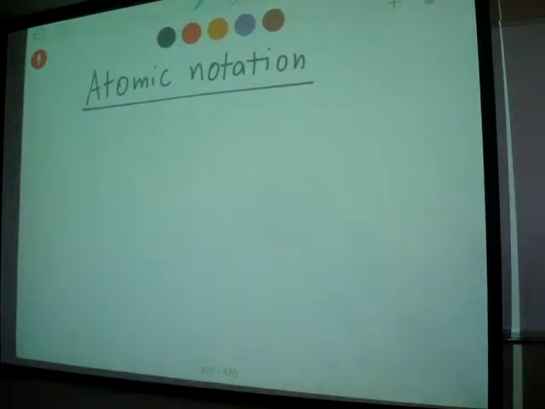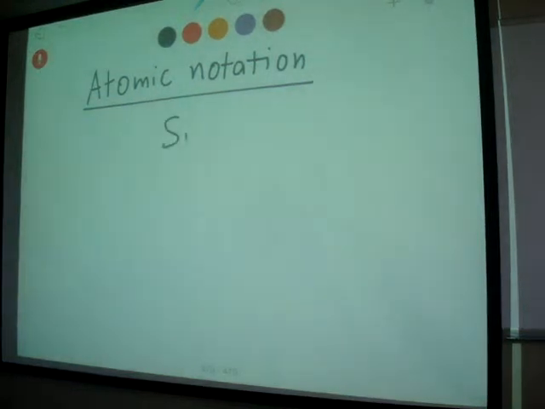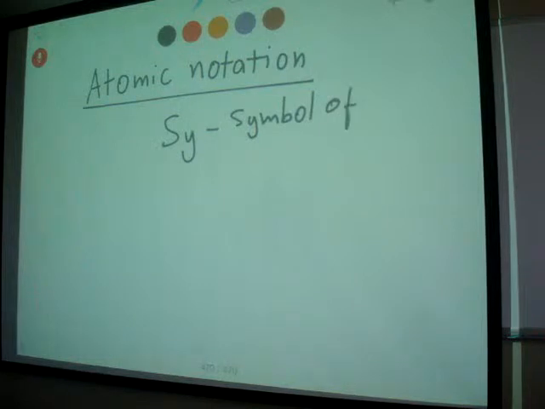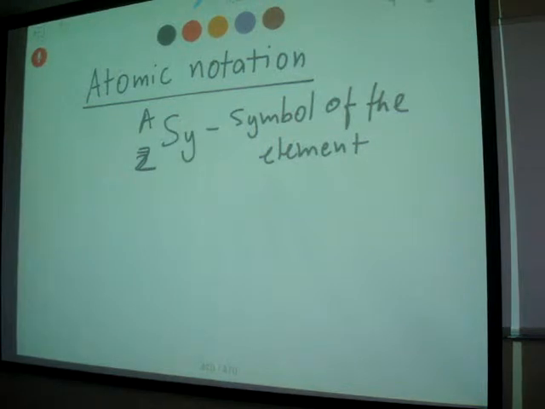So let's take an example. SY is a symbol of the element, A and Z. A is called atomic mass number, and Z is called atomic number.